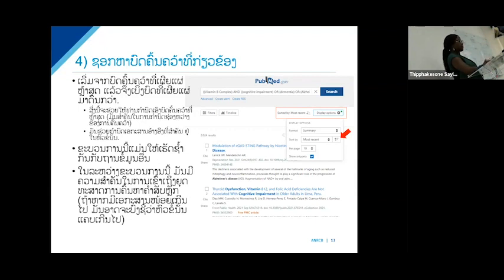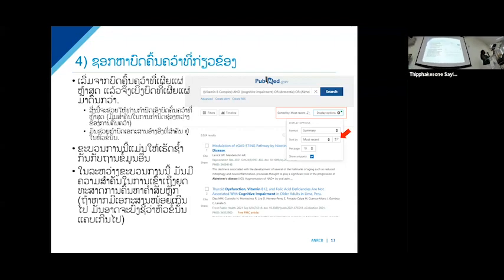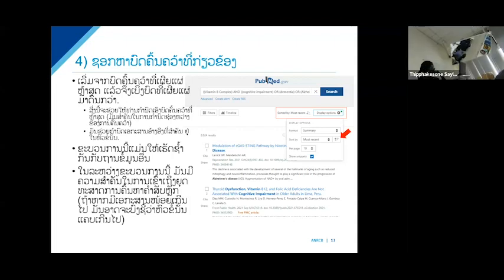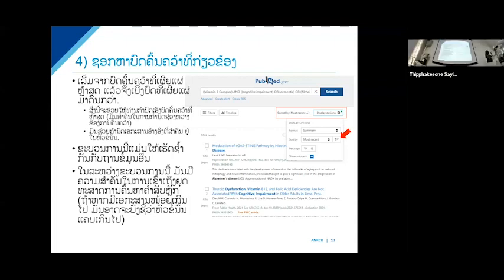And this process can be repeated with other databases. So this is an example from PubMed. You can use Google Scholar or other databases that you have access to for doing this search. But the most important thing is we want to assess the keyword searching strategy during the process.